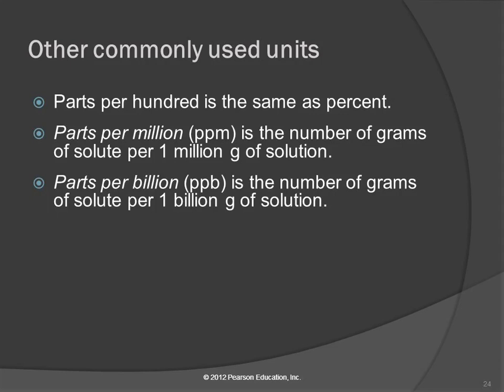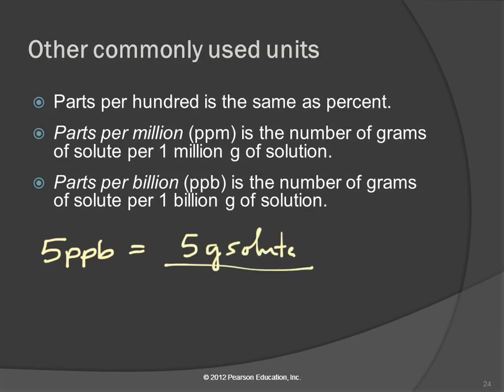So if you have something that is 5 parts per billion, well, 5 parts per billion means 5 grams of solute per billion. What is that, 10 to the 9? Yeah, per 10 to the 9 grams of solution. So all of those percent concentrations can be used as conversion factors. Usually if they're at that high, they're super dangerous.